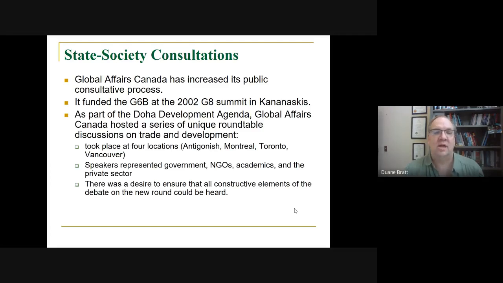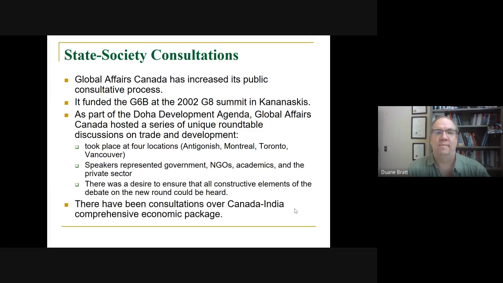For the Doha Development Agenda, Global Affairs Canada held roundtables right across the country to get input from academics, from societal groups, from business groups, etc. Same thing occurred with the Canada-India economic package. I actually got to attend one of these consultations because I had done some work on Canadian-India nuclear relations. And everyone else in the room was part of the Indian diaspora or had some sort of company that had business interests in India.